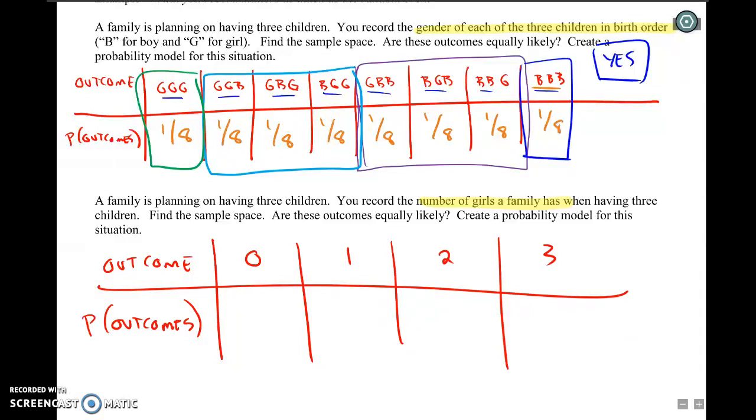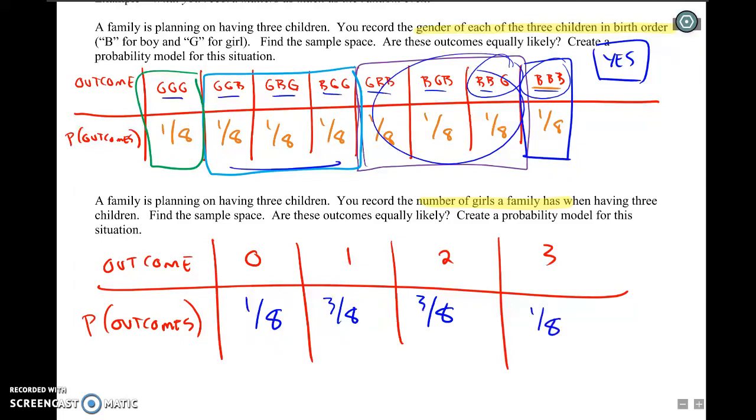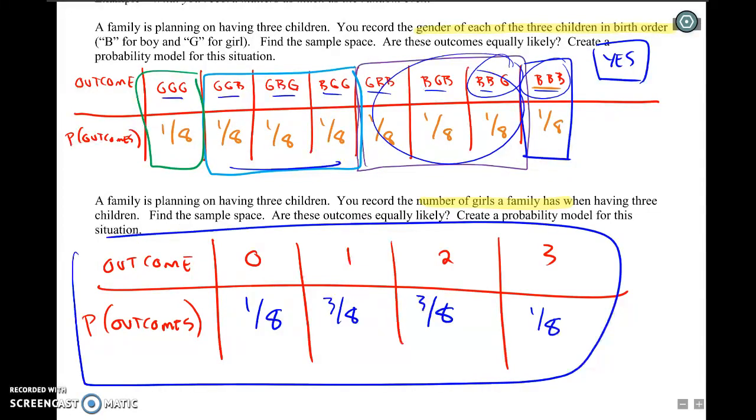Why? I don't have a good argument for it. I mean, I don't have an argument for why these should be equally likely like I kind of did up here. So what's the probability of getting no girls? Well, that's 1 out of 8. What's the probability of getting 1 girl? Well, that's 3 out of 8. 3 out of 8, 1 out of 8. Okay? And the answer to this question, are these outcomes equally likely? The answer is, they are not.